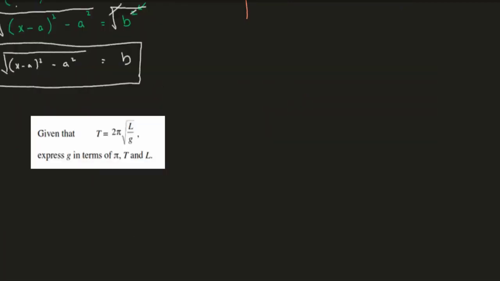Next example also involves a square root. We can try doing one more example. Here we have to make g the subject. So g is right inside this square root. First, what we are going to try to do is remove the things that are outside this square root and take those to the other side. Let me write the equation first. T is equal to 2 pi square root of L divided by g.